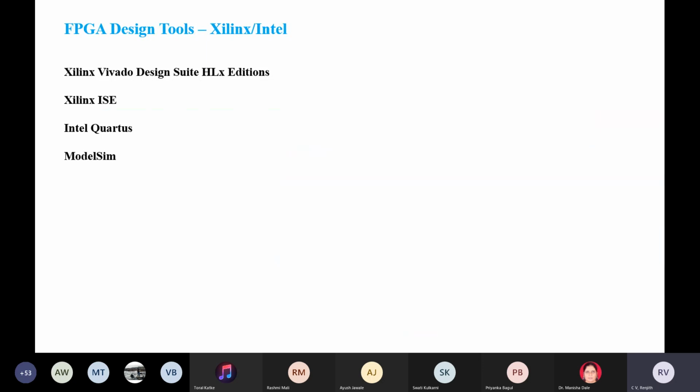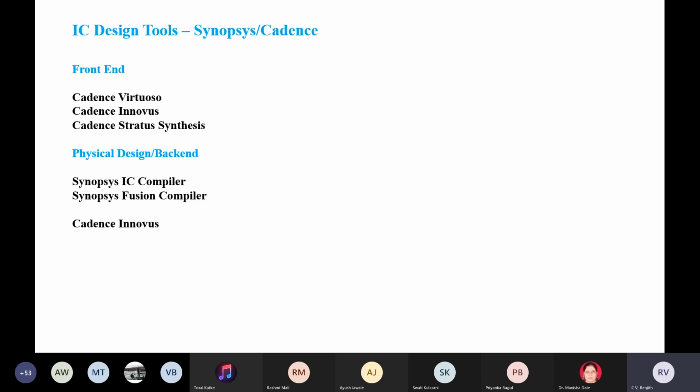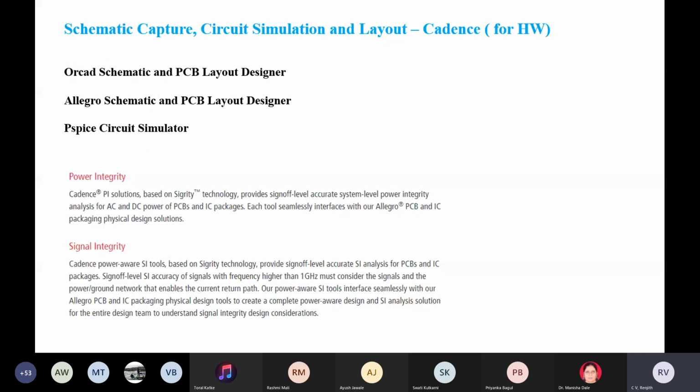FPGA design typically uses Xilinx and Intel tools, which you will get with the evaluation boards themselves. And ModelSim is used for simulation. If you want to work in IC design, it's important for you to learn the tools from Synopsys or Cadence. These are the popular ones. If you are doing any training, please ensure that the training center you're choosing has all those things.